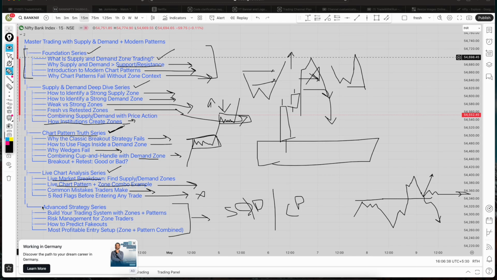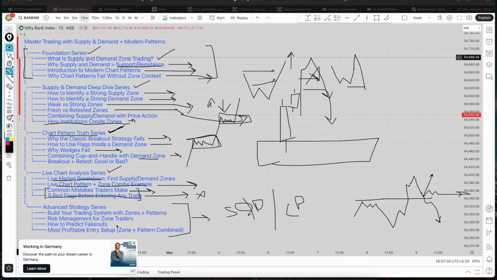And I'll touch upon this part because this is an important part. These last two parts were common mistakes made by traders, and red flags and green flags. So these two are really important topics, and I'll be making separate videos on this. And followed by that, our last part in this particular series will be the advanced strategy series.